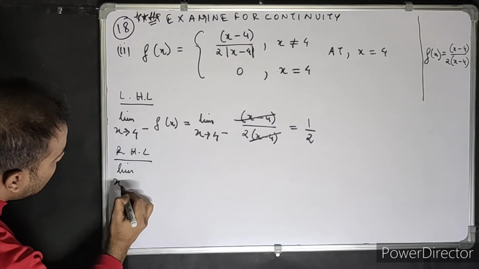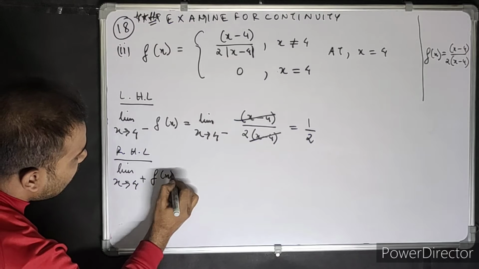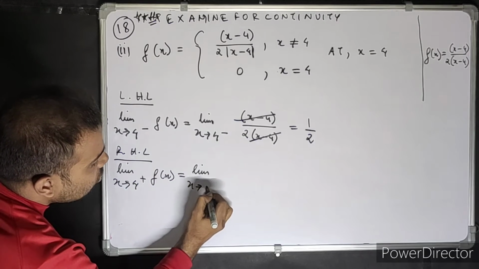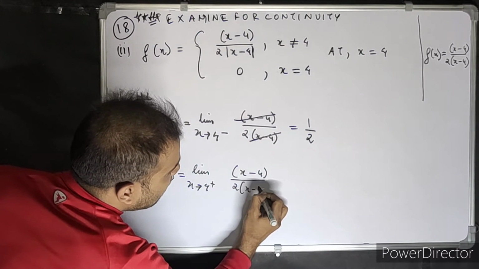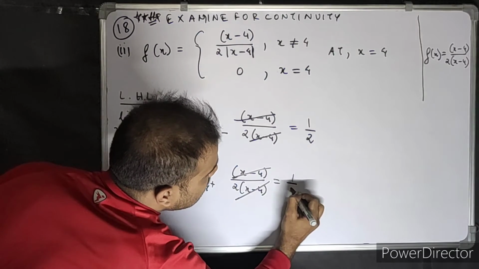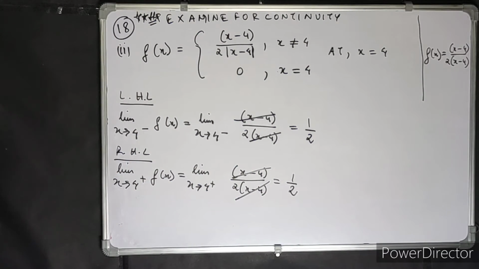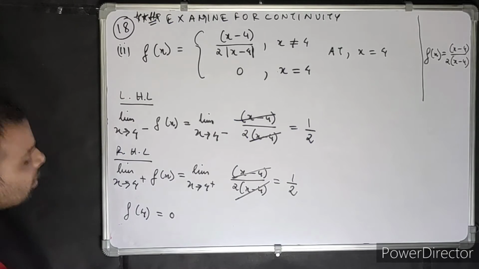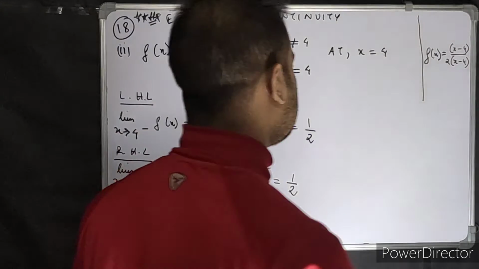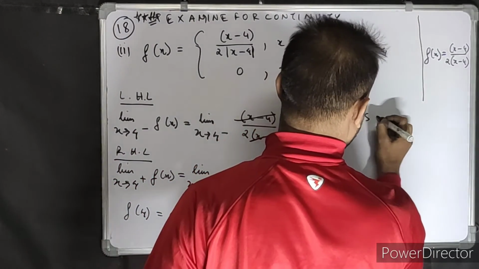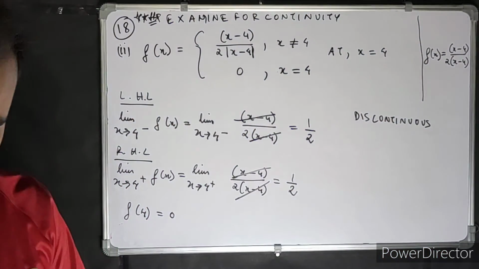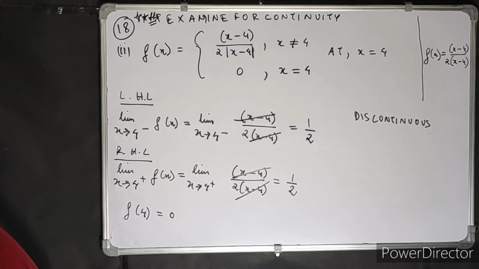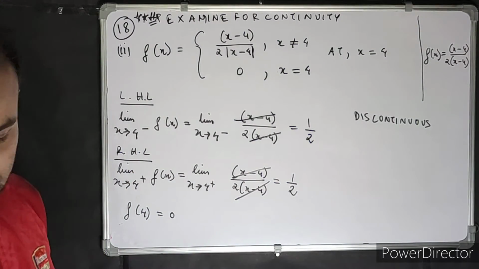Limit of x tends to 4 plus f of x is equal to limit x tends to 4 plus (x minus 4) divided by 2(x minus 4). Cancel these two. Answer is 1 by 2. Now f of 4 is giving you what? 0. So is it continuous? No, it's not. Discontinuous. Let's check 18 part 2. Question number 18 part 2, discontinuous. Correct answers. All correct answers are coming out.